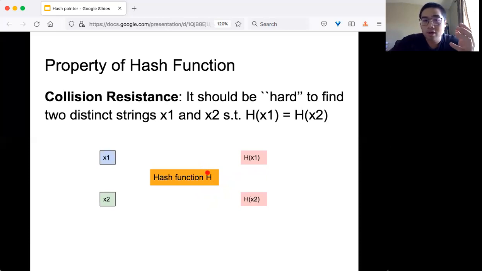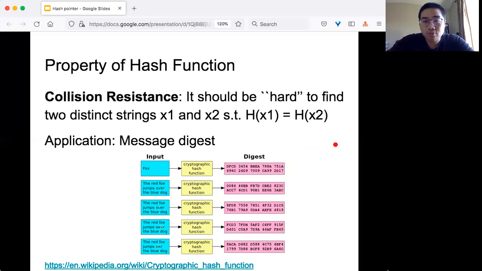In order for a hash function to be useful in Bitcoin and in other cryptography or security applications, we want it to be collision resistant. So this kind of case should not happen.